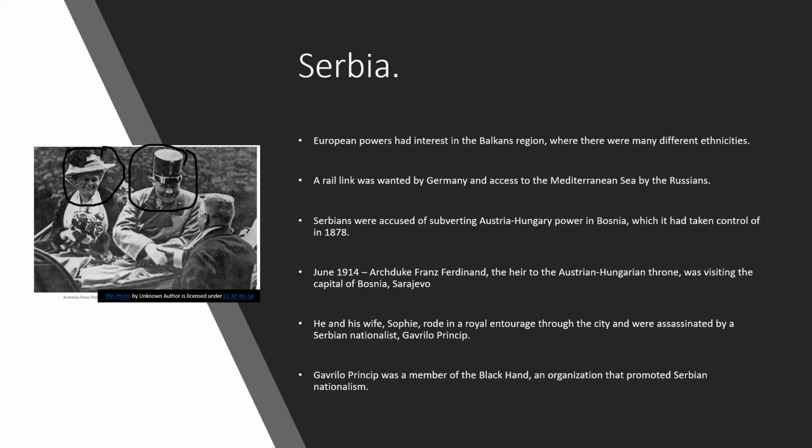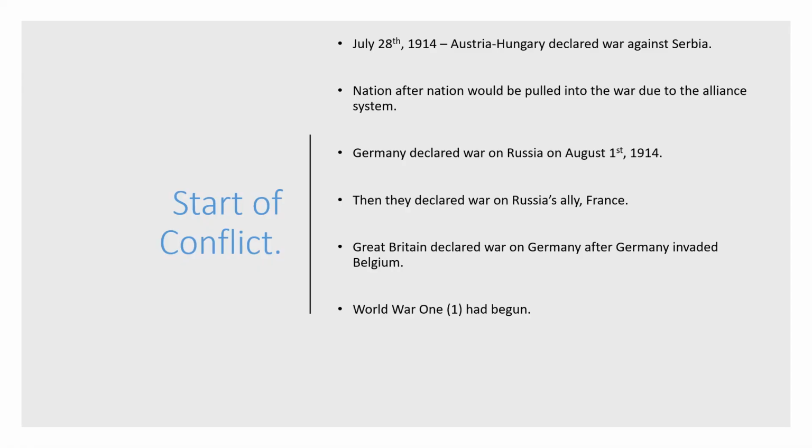Gavrilo Princip was a member of the Black Hand, which was an organization that promoted Serbian nationalism, because Serbia wanted to be free of Austrian-Hungarian rule, so that's why he assassinated both these people. So this is the spark, or the final event that sets off World War I. On July 28, 1914, Austria-Hungary declared war against Serbia because of the actions Princip had done.